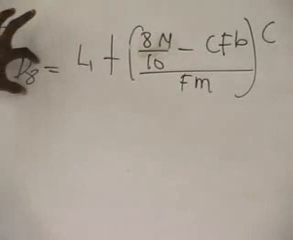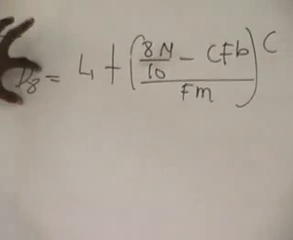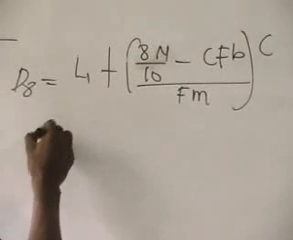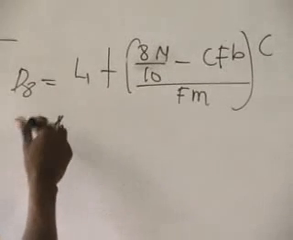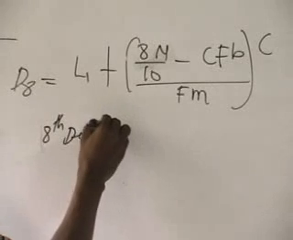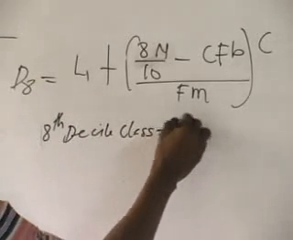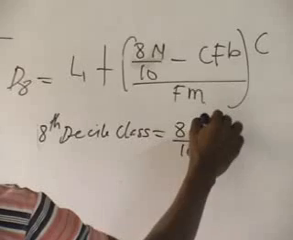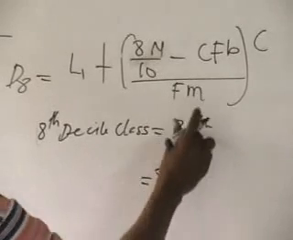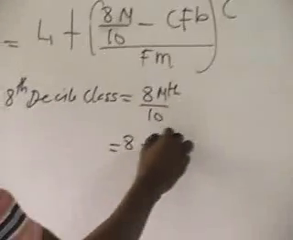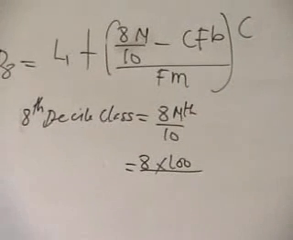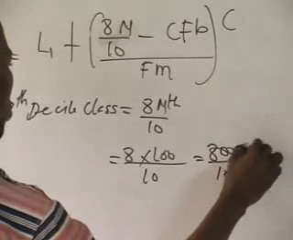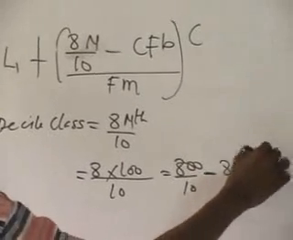When I was looking for the 5th decile, I wrote 5 beside n. Now I am looking for the 8th decile, I'm going to write 8 beside n. So the next thing is for me to get the 8th decile class, which is 8n over 10. Altogether, position 8n over 10. So we have 8 times n. What is my n? 100. Then divided by 10. So this gives me 800 divided by 10, which is equal to the 80th position. Are we together?